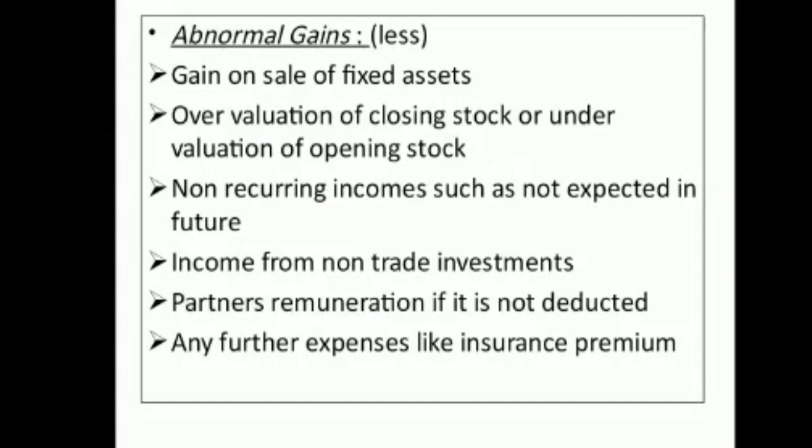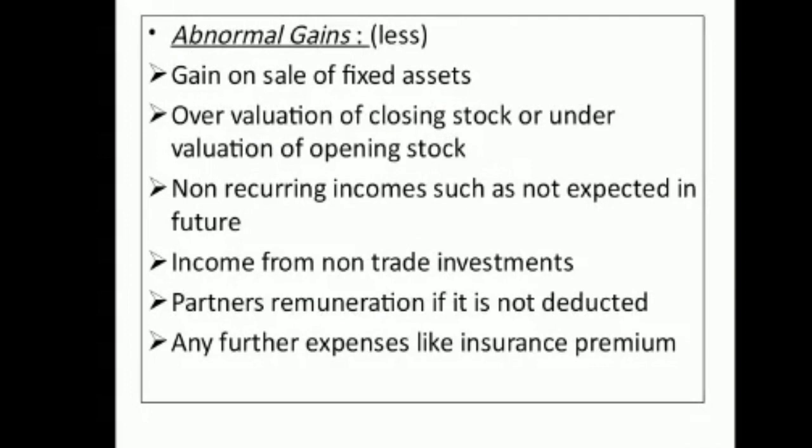Next, non-recurring income. That means every year it will not happen but sometimes it will happen. Next, income from non-trade investment. Apart from trade investment, we have some non-trade investment. Next, partners' remuneration if it is not deducted. That means any remuneration of the partners as mentioned in the partnership deed, if that has not been deducted, then that has to be deducted. Next, any further expenses like insurance premium.